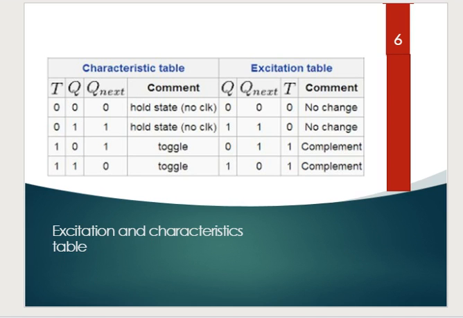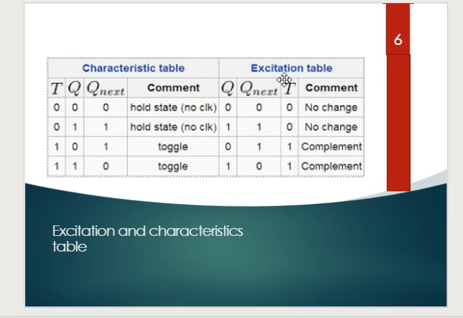Now I have listed the characteristic table and the excitation table. In the characteristic table, T and Q are the inputs, and I have listed all the possible combinations of T and Q. Q is the present state, and we get the output Q next, which is the next state. In the last two cases the toggling effect can be seen. If we talk about the excitation table, Q and Q next are the inputs, and T, which stands for toggle, is the input that was given to the flip-flop. So in the excitation table, Q and Q next are the inputs and T is the output.